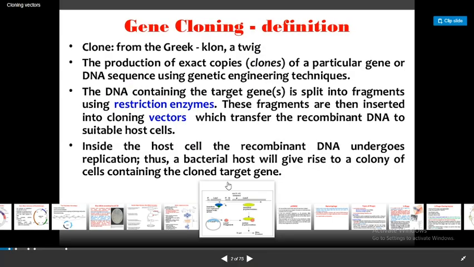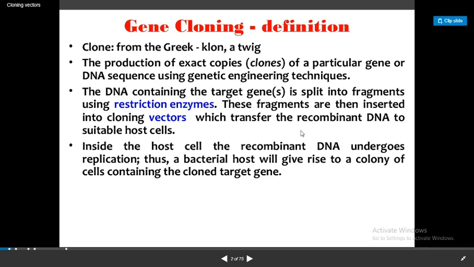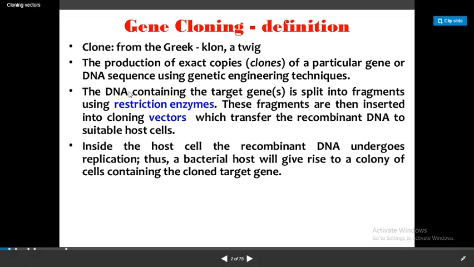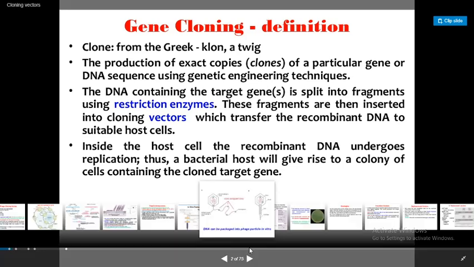Gene cloning. DNA clones we have learned: the production of an exact copy of a particular gene or DNA sequence. They are identical, as I have already told you. A plasmid can be cut using scissors called restriction enzymes. You insert the new DNA fragment into the vector and place it into E. coli, and E. coli will multiply again and again, producing clones. Gene clones are always identical.